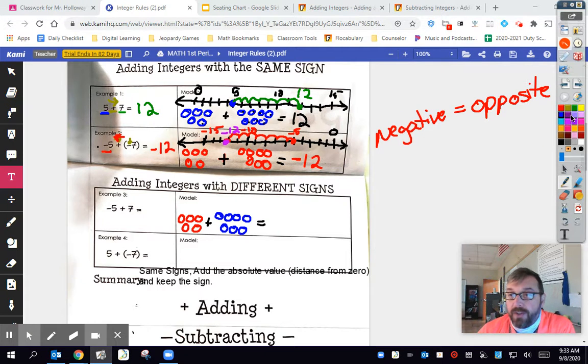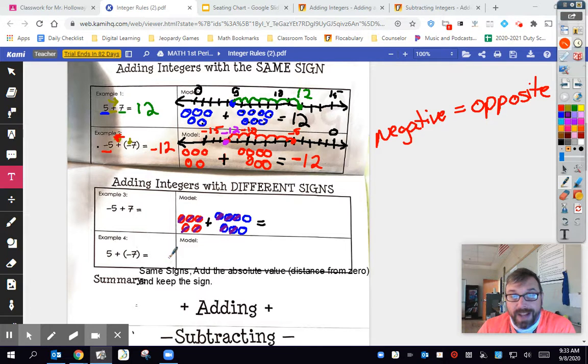So what I can do, I'm going to take my purple because red and blue make purple. I've got a negative. I've got a positive. That is an additive pair. Together they equal 0. A negative and a positive, I have another additive pair. And another additive pair. And another additive pair.